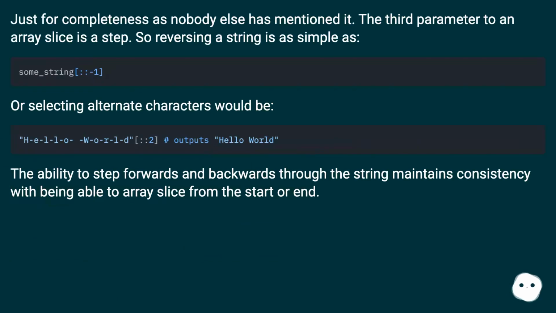Just for completeness, as nobody else has mentioned it, the third parameter to an array slice is a step. So reversing a string is as simple as s[::-1], or selecting alternate characters would be s[::2]. The ability to step forwards and backwards through the string maintains consistency with being able to array slice from the start or end.